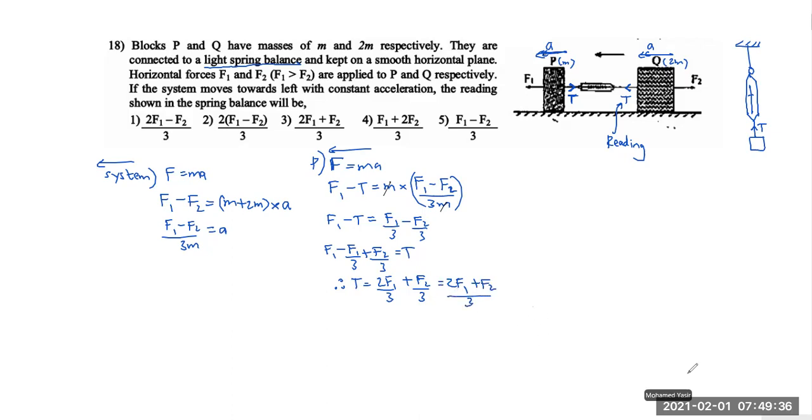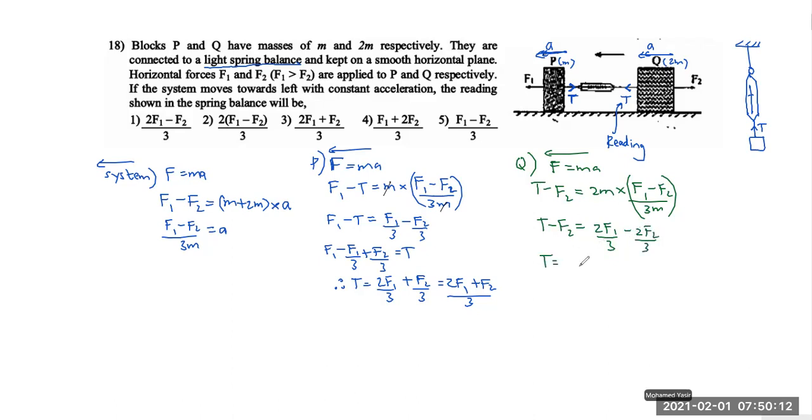Easy. If you want to try it with Q, we still should be getting the same answer. Let's see. Q is also moving to the left, right? But what are the forces acting on Q now? To the left, T minus F2, and that is equal to ma. Then for m, you have to carefully put 2m, the mass of Q, multiplied by F1 minus F2 divided by 3m, right? So T minus F2 equals, m and m will get cancelled off, 2F1 by 3 minus 2F2 by 3. And then T stays here, F2 goes to the other side. T equals 2F1 by 3 plus F2 minus 2F2 by 3. And you will end up in the same equation, won't you?